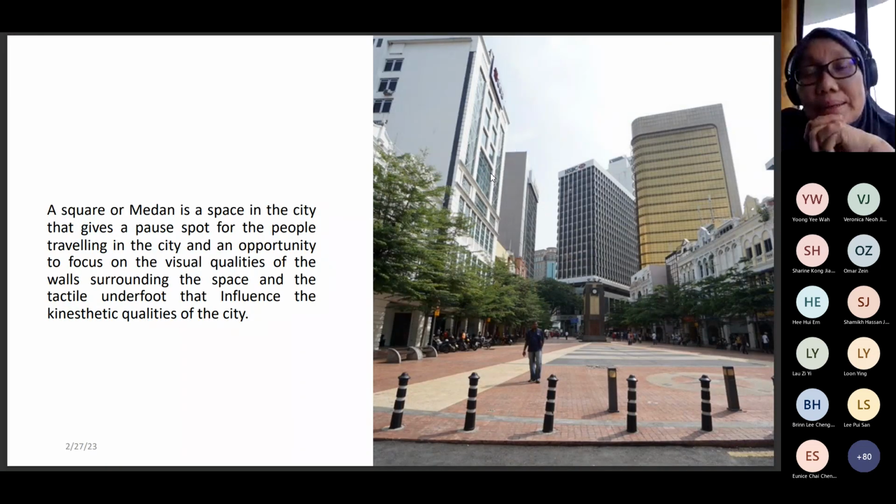A square or medan, like I said, we don't have a history of squares, but what we have here is a space, an enclosed space. Even then, you can only see this in Medan Pasar, because in the past there were market activities going on in the place where tin mining activities had been operating.